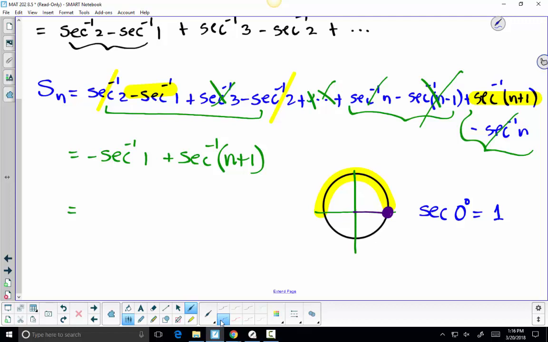Kind of curious, why do we go with 0 instead of pi? Well, secant of pi is negative 1, right? Does that make sense? Yeah. So inverse secant of negative 1 would be pi. Yep. Inverse cosine of negative 1 would be pi.